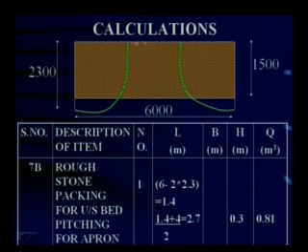1.4 is the length on this side, right? 4 meters is the length on this side. So I have assumed a trapezium here. This is 1.4, this is 4. So the average has come to 2.7, into thickness 0.3. So this has come to 0.81 cubic meters, right?